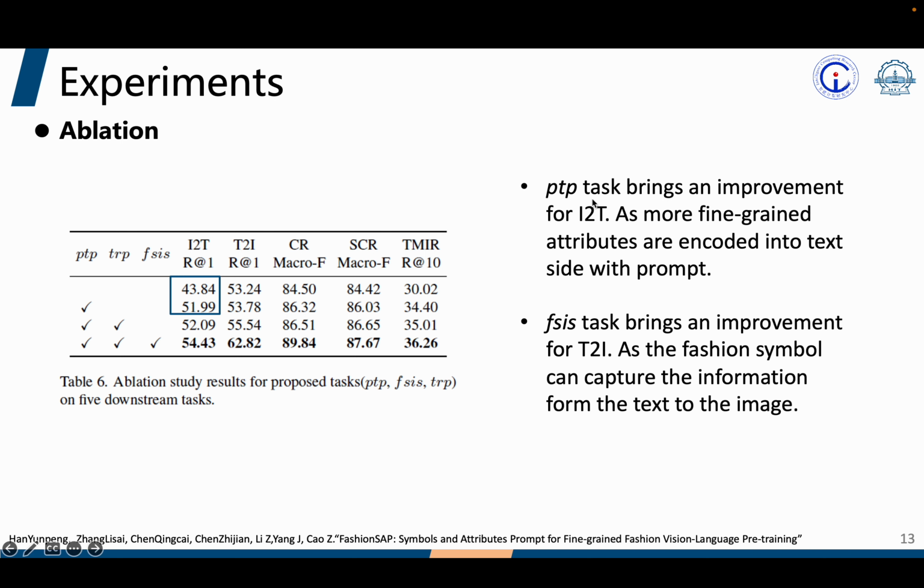the PDP task brings an improvement for the I2T task, as more fine-grained attributes are encoded into the text side with prompts. The FSYS task brings an improvement for the T2I task, as the fashion symbol can capture the information from the text to the image.